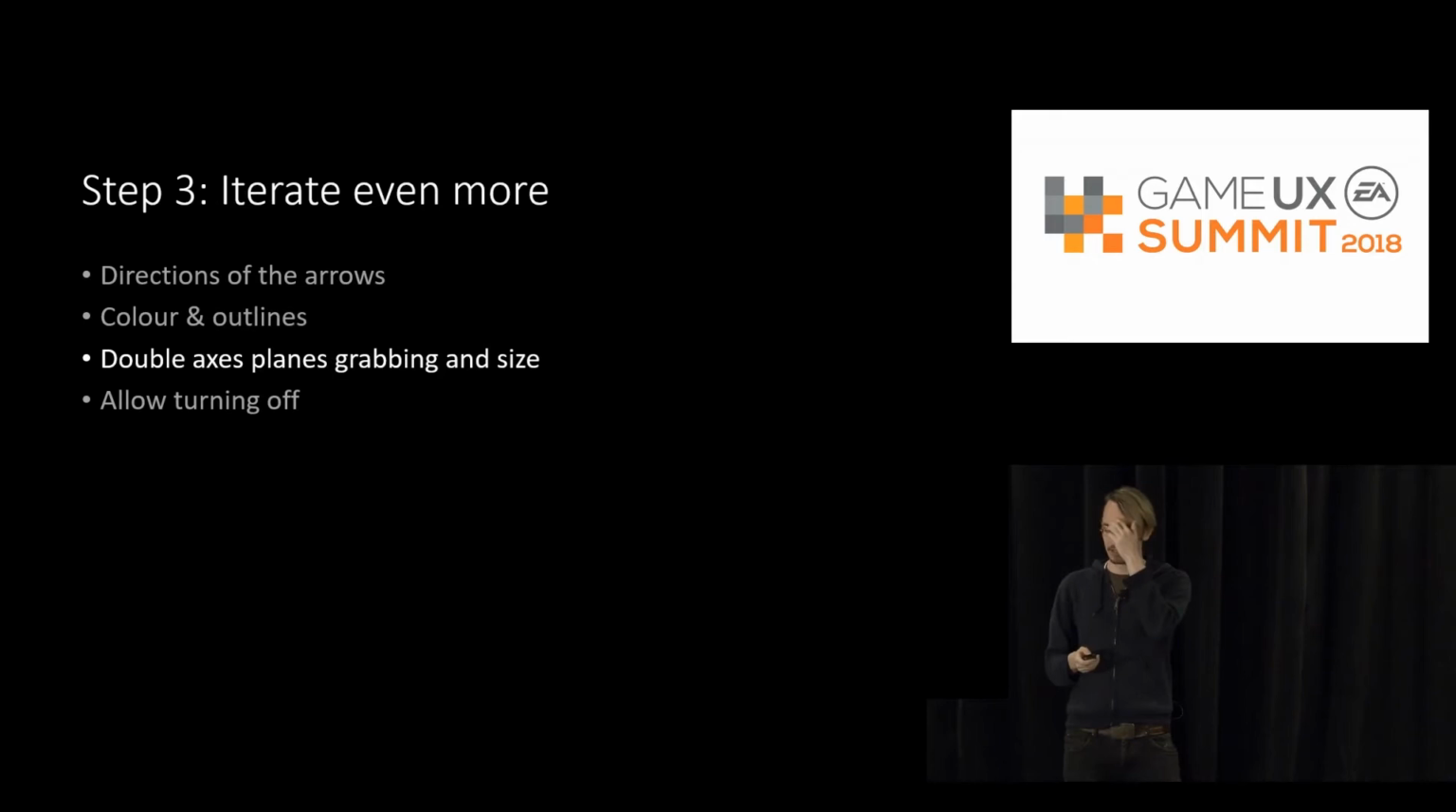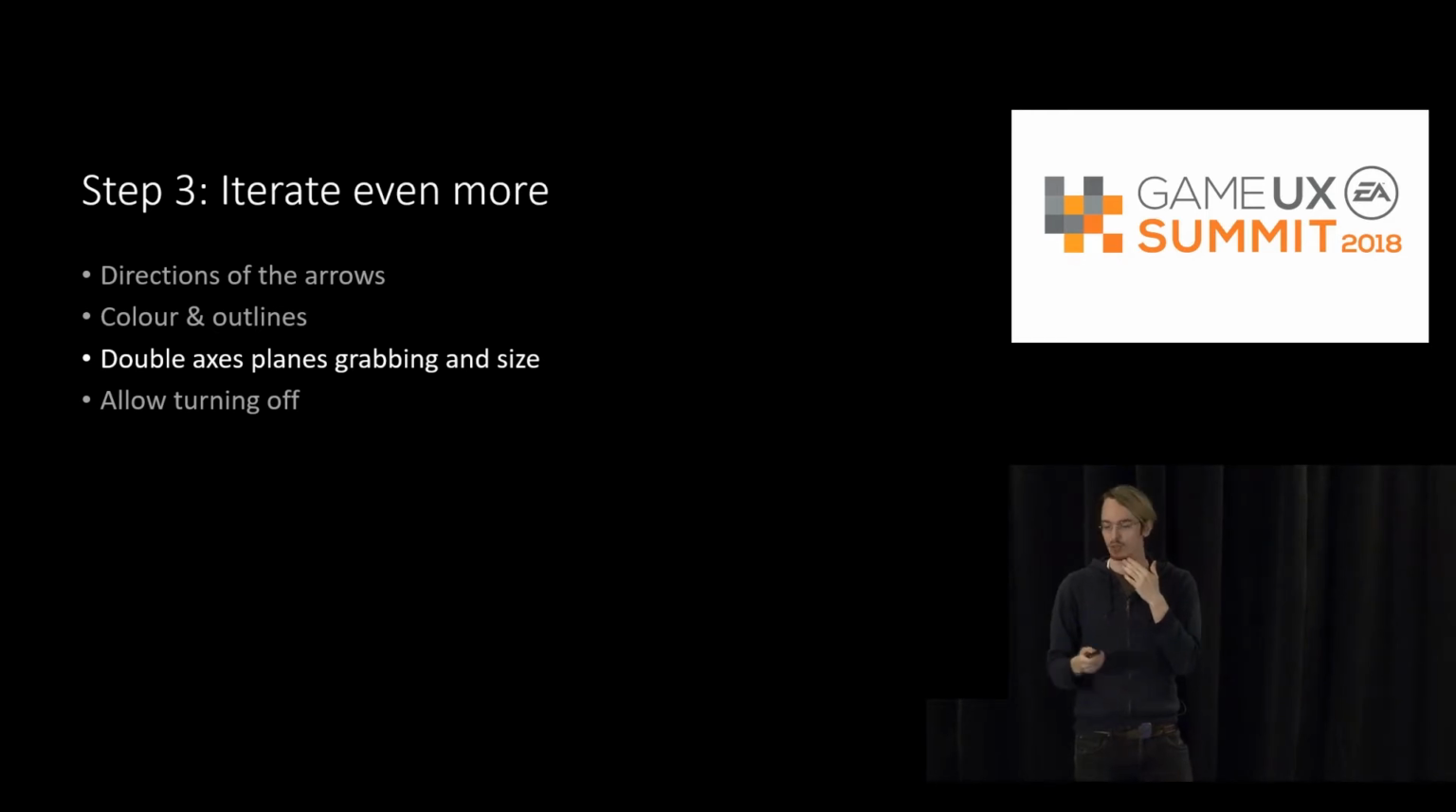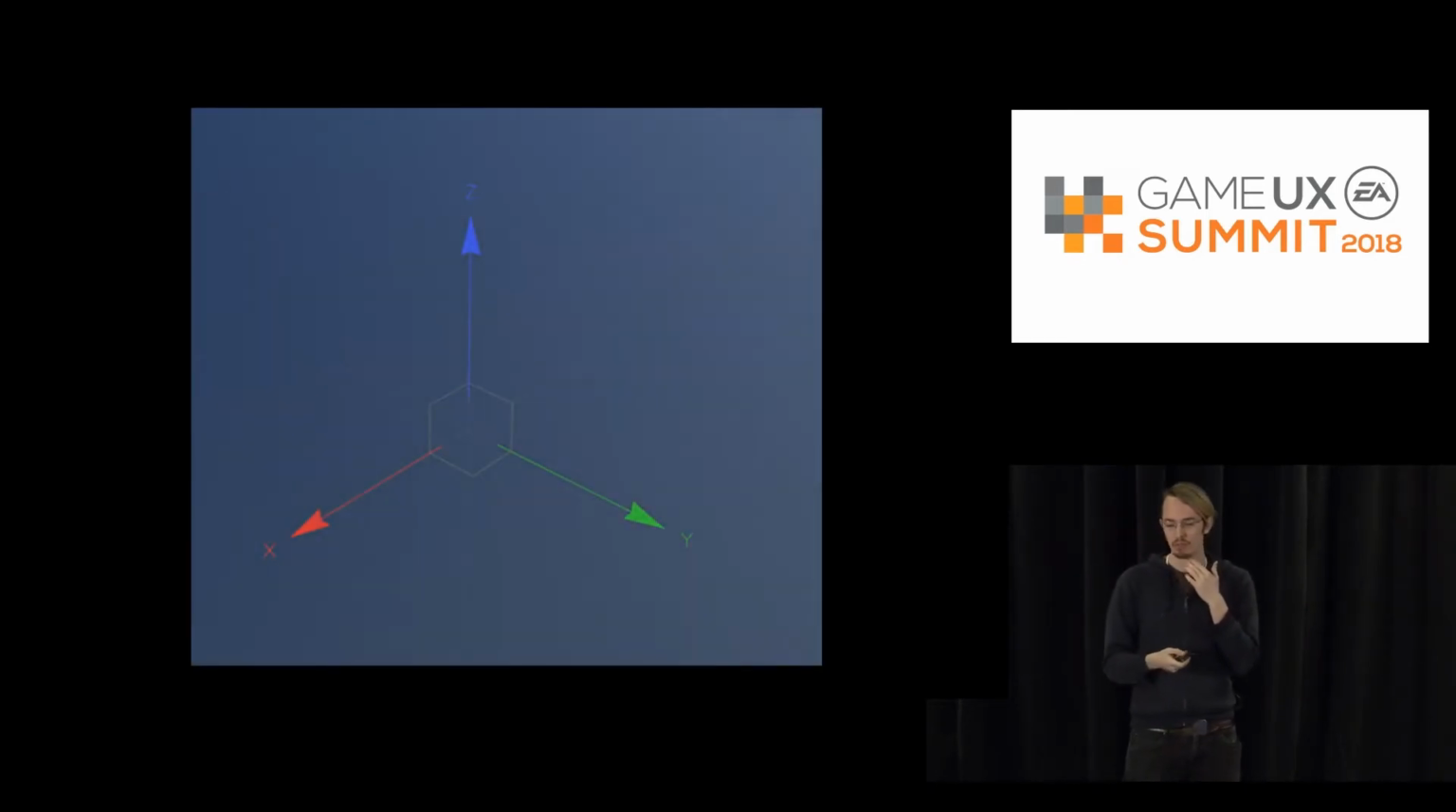Double axis planes grabbing in size. Is there anything we need to change about these double axis planes? Do we need to make them bigger or easier to grab? Turns out, after doing some field research and talking to users, yeah, it's totally fine actually. If we have to flip the axis and axis planes, it will be just fine. So no changes are necessary here at all.